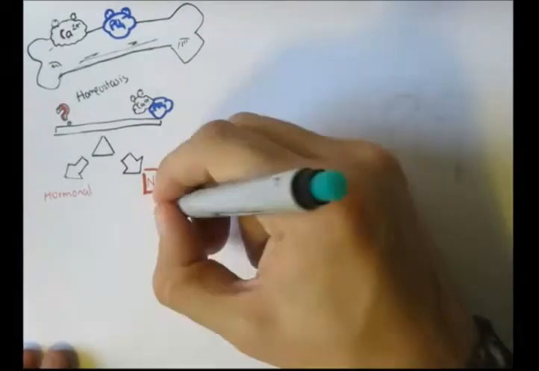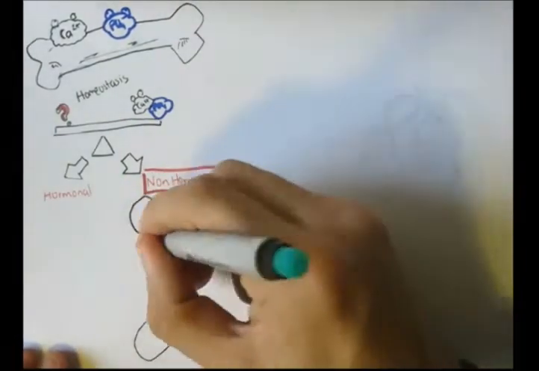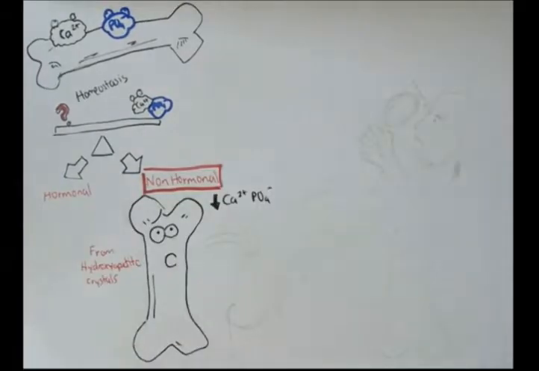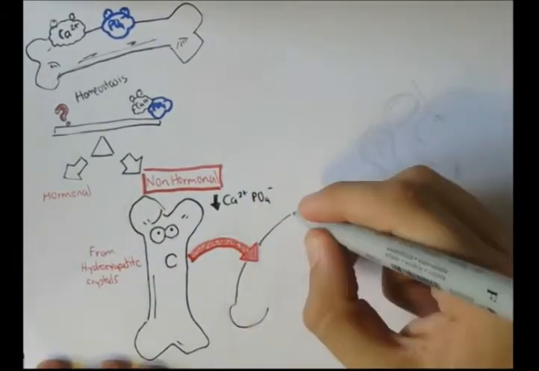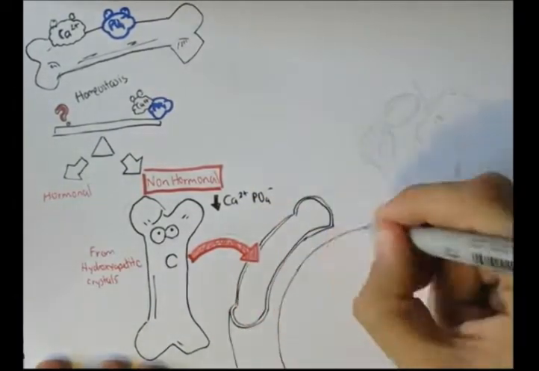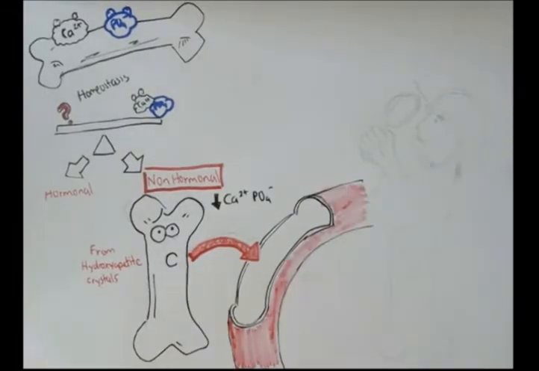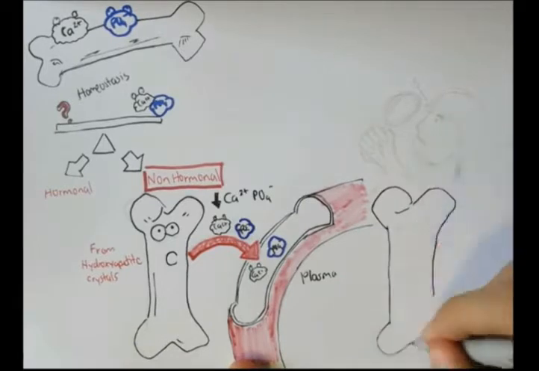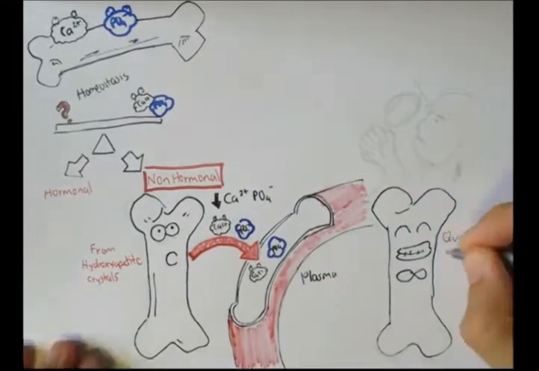The non-hormonal way is just when the body recognizes low amounts of calcium and phosphate, and so allows these ions to move out from the hydroxyapatite crystals where they were stored and situated within the bones, into the extracellular fluid and other areas in the body. So this non-hormonal way is usually a quick response.